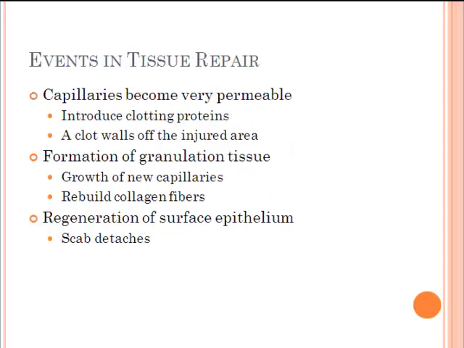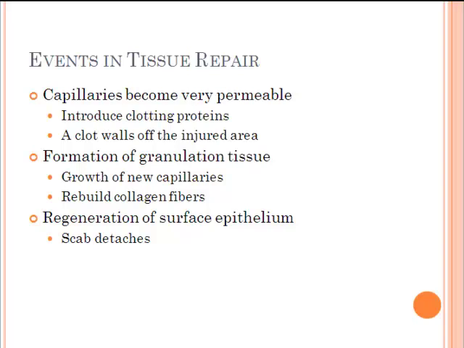So what happens in tissue regeneration? First of all, the capillaries become very permeable. The capillaries are the blood vessels carrying all the oxygen and nutrients that the cells need. And there are also clotting factors, the clotting proteins found in the blood, that are there to seal up that wound. So the capillaries become very permeable, the clotting process begins, and the blood stops bleeding from that area. Then the capillaries give that nourishment in order to regenerate the tissue.